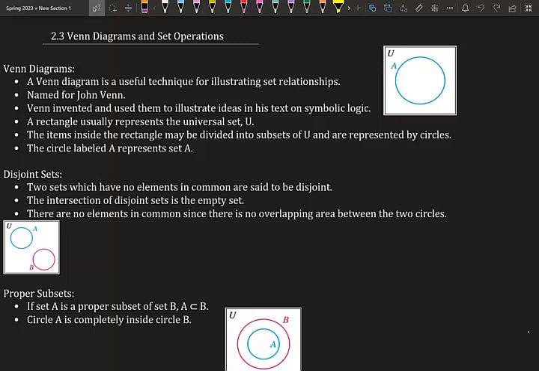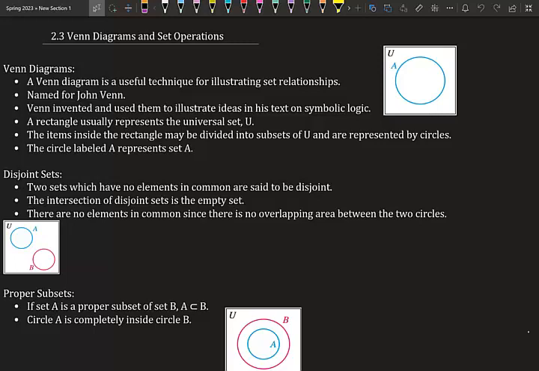So Venn diagrams and set operations. A Venn diagram is a useful technique for illustrating set relationships. It's named for John Venn. Venn invented and used them to illustrate ideas in his text on symbolic logic. A rectangle usually represents the universal set U. The items inside the rectangle may be divided into subsets of U and are represented by circles. The circle labeled A represents set A.